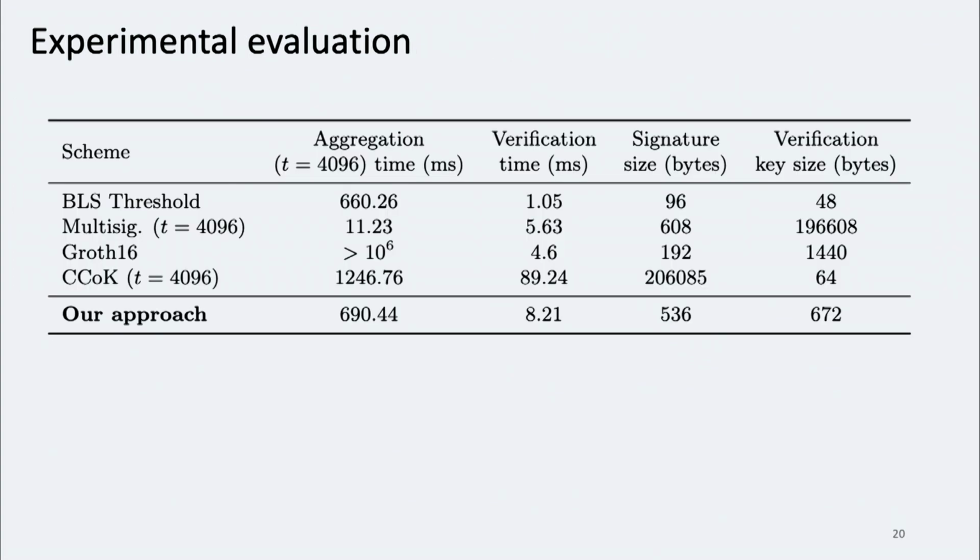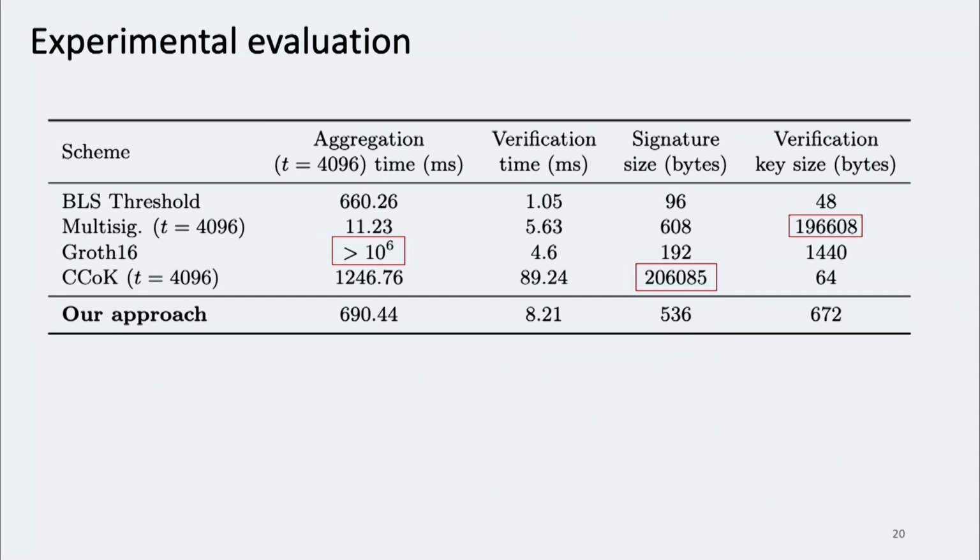And so here's the experimental evaluation. We tried this for 4,096 signers. As you can see here, our efficiency is fairly similar to BLS. Aggregation time is fairly similar, and everything else is a small constant factor worse, as expected. Whereas for all the other schemes, multi-signature is very bad in terms of verification key size. And Groth16, this is a generic SNARK construction. The aggregation time, the prover time, will be prohibitive. And there is another prior work called compact certificates that has a very large signature size.